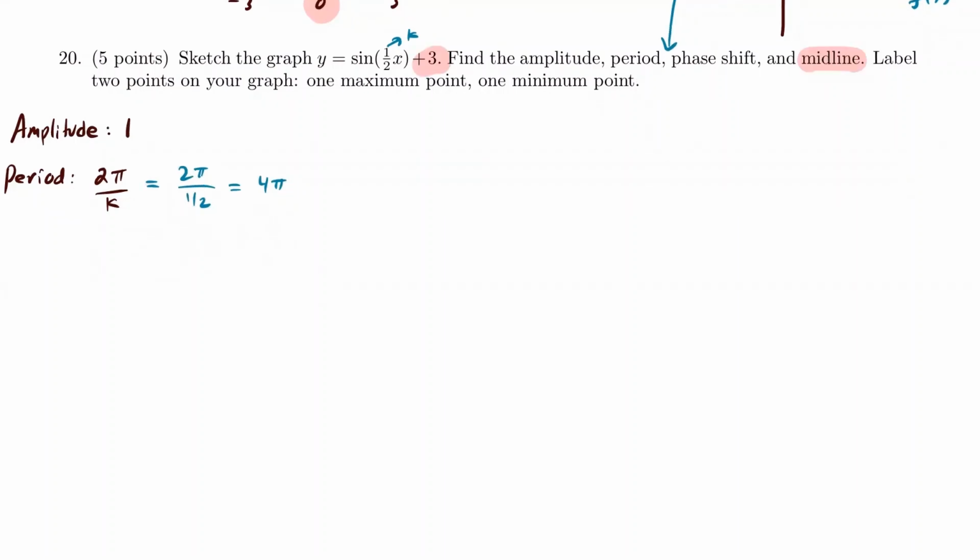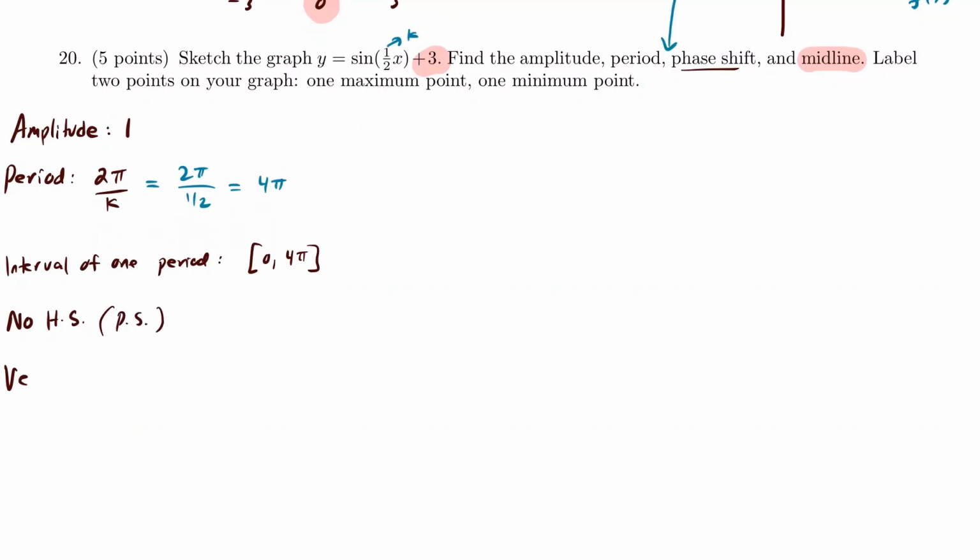So now we can also figure out the interval of one period. Since there's no horizontal shift, it's going to be from 0 to 4 pi, since the period is 4 pi. And we can also write down no horizontal shift, which is also known as the phase shift, as being mentioned in the problem.